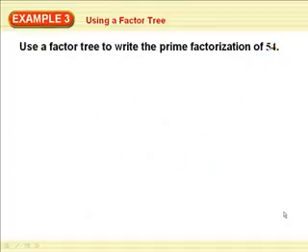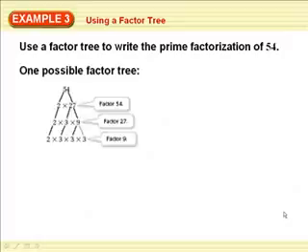So example 3, using a factor tree. Use a factor tree to write the prime factorization of 54. So a factor tree, you start with the number. You start with 54 and you branch off of it. We've done this before. You think, I need 2 numbers that make 54. Now the rule in factor trees is this: you cannot use a 1. We can't use a 1 because this is a prime factorization we're making and 1 is not a prime number. So they chose to start with 2 and 27.